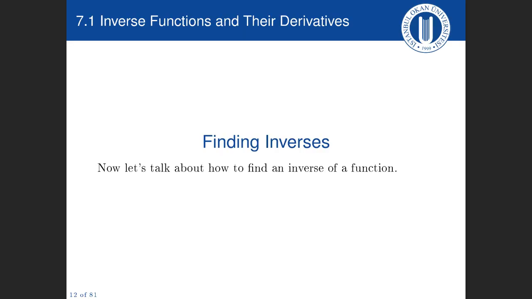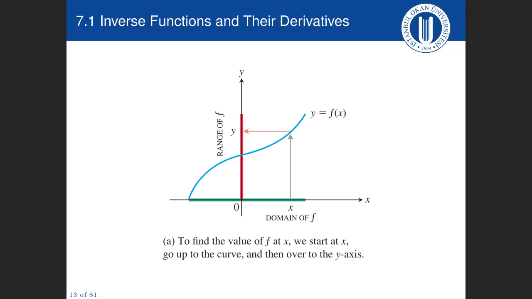Now let's talk about how we find the inverse of a function. And again, I've taken some pictures from your textbook. If we want to find the value of f at x, then what we do, if we only have the picture, is we start at x. So start just here. Then we go up to the graph, and then we go across until we get to the y-axis. And then we find the value of f of x.